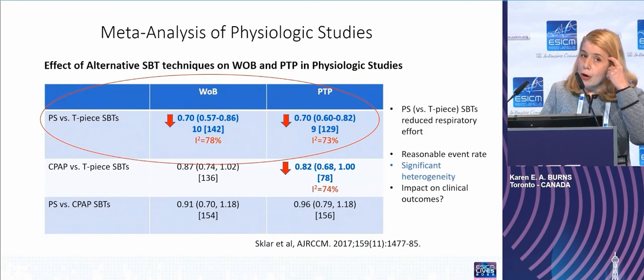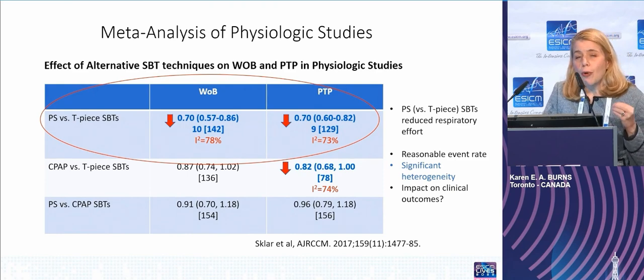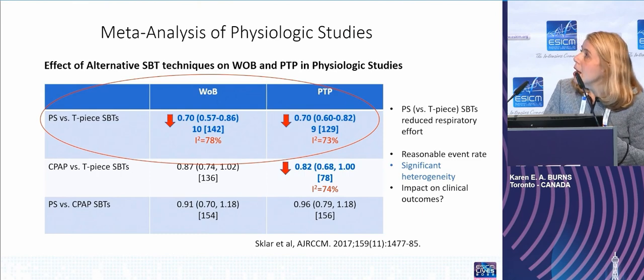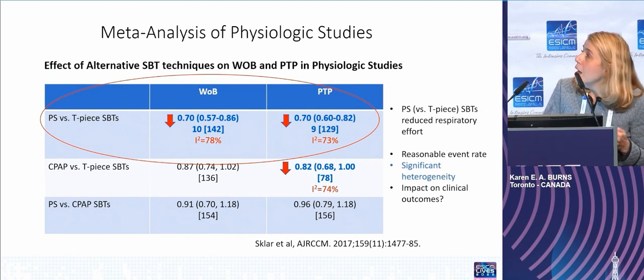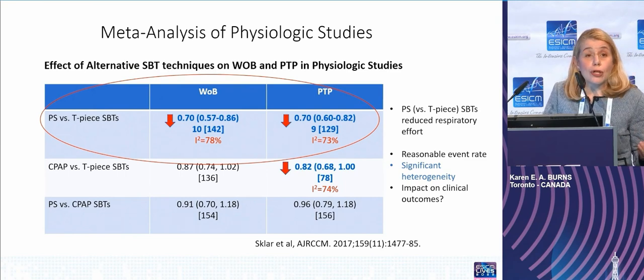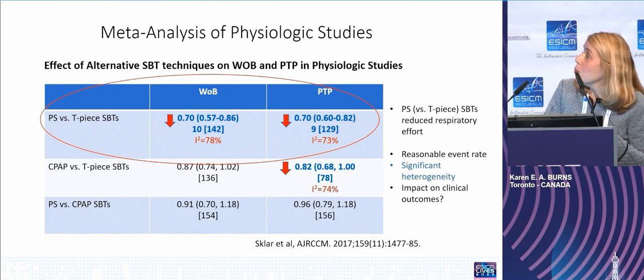So in parallel with our clinical systematic review and meta-analysis that I presented to you, Michael Sklar at St. Michael's Hospital led a quite novel physiologic meta-analysis. What he wanted to do was look at the effect of alternative SBT techniques with regard to the work of breathing and the pressure time product. When you pool physiologic studies that compared pressure support versus T-piece SBTs, pressure support SBTs actually reduce work of breathing and reduce the pressure time product. Meaning that pressure support SBTs reduce respiratory effort.